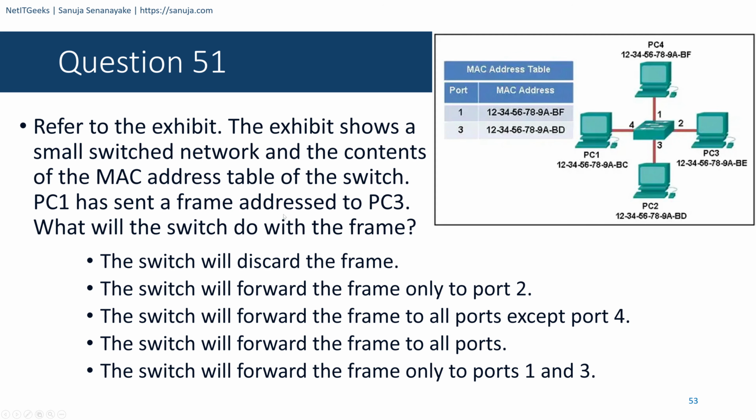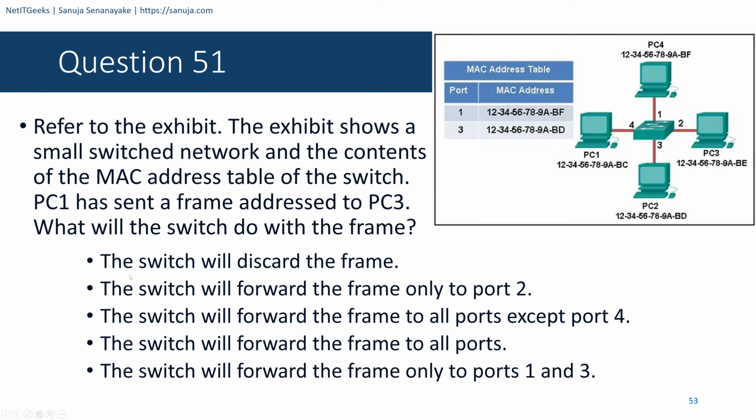PC1 has to send a frame addressed to PC3. What will the switch do with the frame? So this is the MAC address table. It has port 1 and port 3 and the MAC addresses associated with them. And PC1, which is this one, connected to port 4, needs to send a message to PC3, which is on port 2. Ports 4 and 2 are not even in the MAC address table, right? That's the first thing you need to notice.